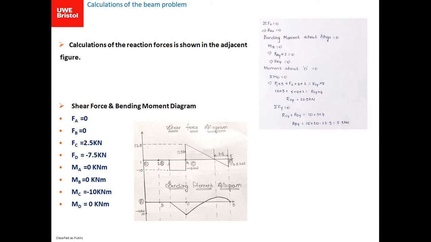So sigma MD should be 0, by applying the force values and their perpendicular distances from that particular location. Considering the equilibrium condition at D, we can determine RCY, the reaction force at location C. And by considering the equilibrium condition in the y direction, we can find RDY. So, by using these conditions, I can determine the reaction forces.